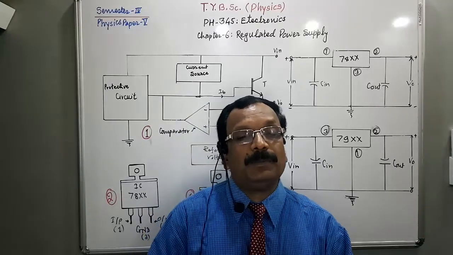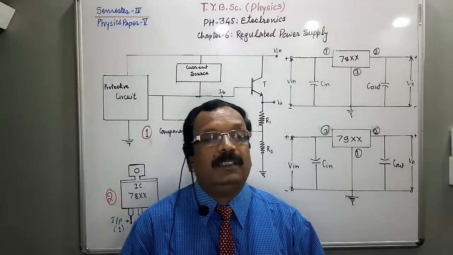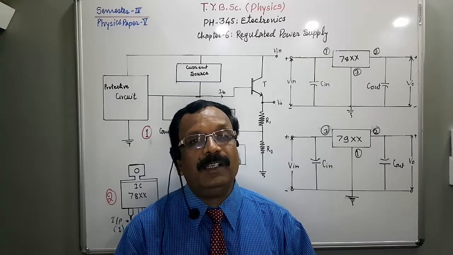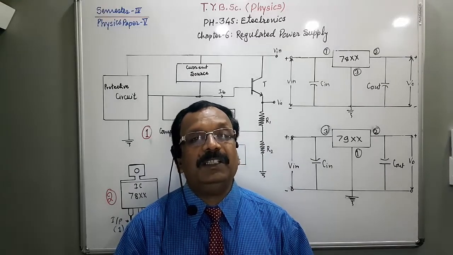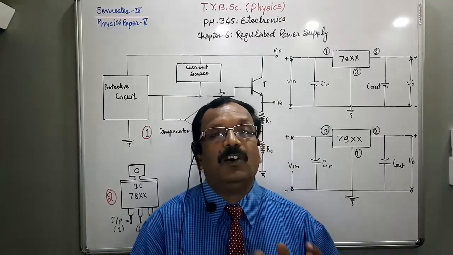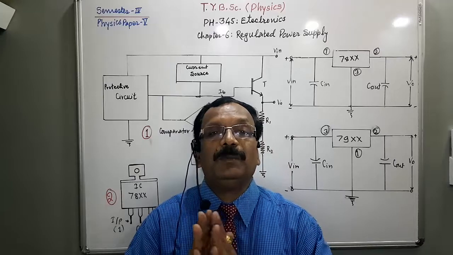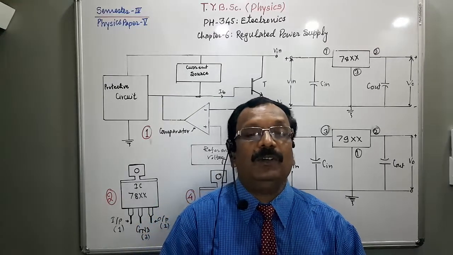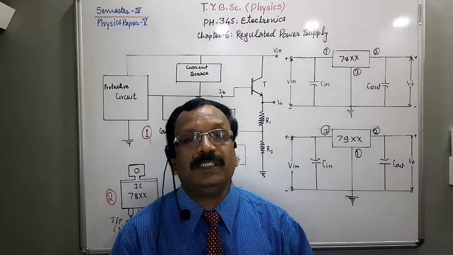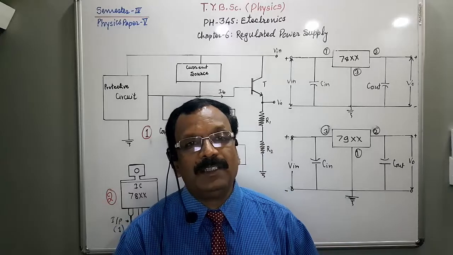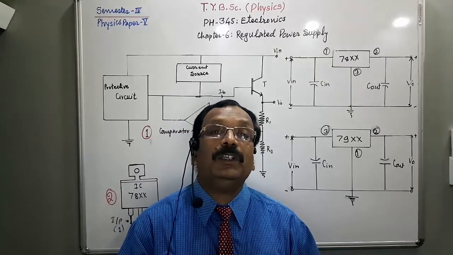The last part of the power supply is the regulating unit. What is meant by regulation? Even if there is a variation in input, the output of the power supply should remain constant. This is called regulation of voltage. Regulation of voltage is nothing but that even though there is a variation in input voltage, the output voltage should remain constant.